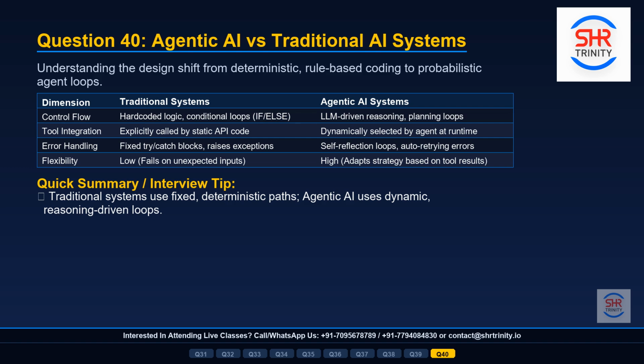In contrast, agentic AI systems are probabilistic and adaptive. The control flow is driven by the LLM's reasoning engine. The agent dynamically decides which tool to call, analyzes the output, and can self-reflect to correct errors and try a different approach if the first attempt fails. This makes agentic systems highly flexible but harder to test and evaluate.